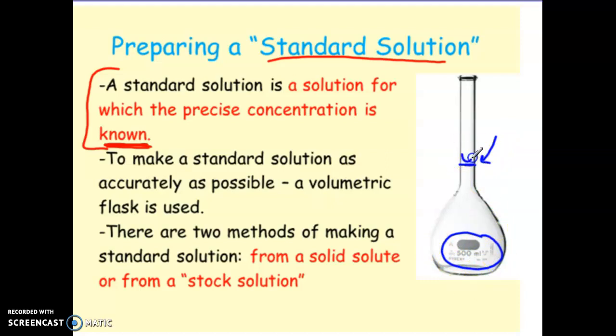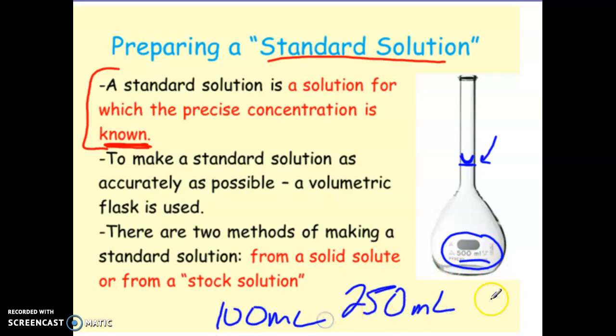Of course, the bottom of the meniscus is where we would read that line. This flask in particular makes 500 milliliters of solution, and that's the only amount that this flask can make. If we wanted to make more or less, we would have to use a different flask. They come in all kinds of sizes that you can purchase: smaller ones, 250 milliliter, 100 milliliter, and even larger ones, 1 liter and 2 liter volumetric flasks.